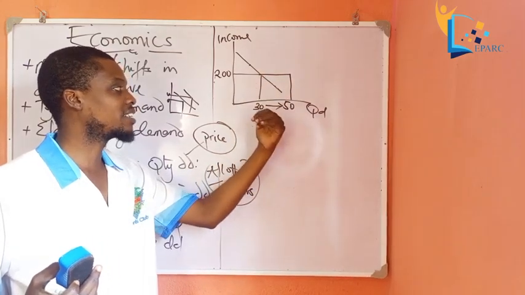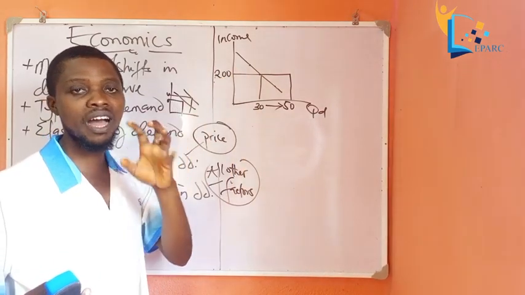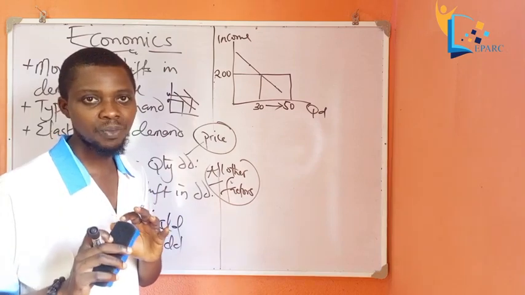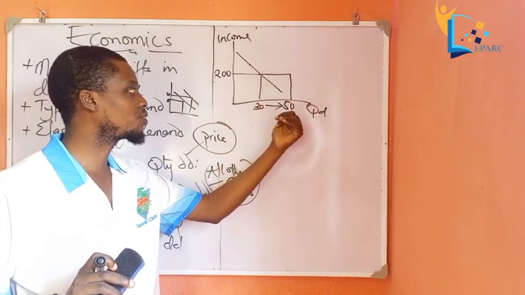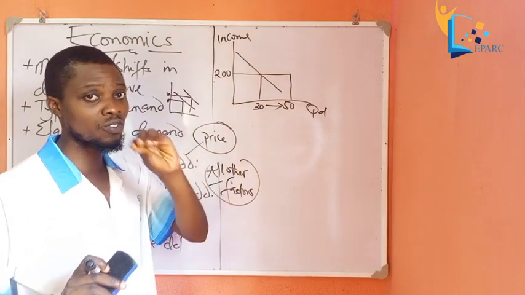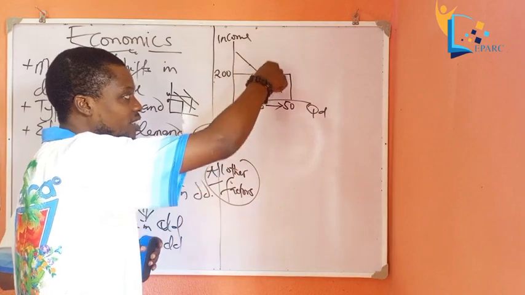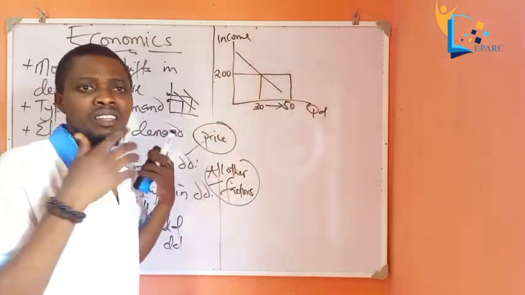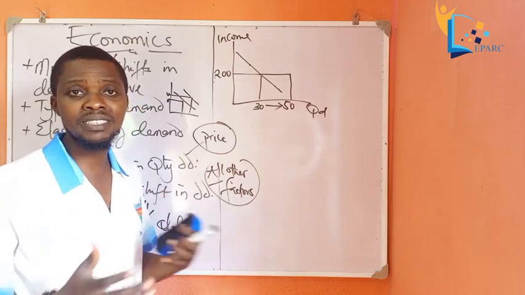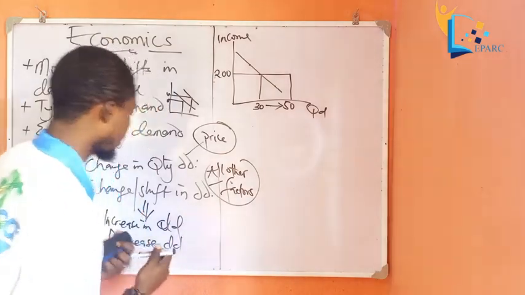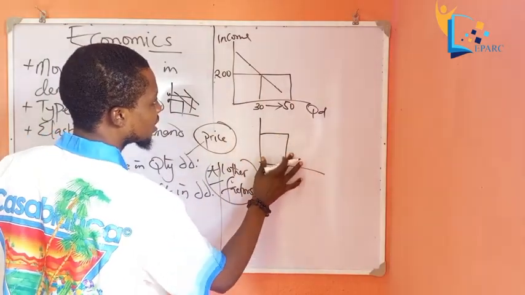Our quantity demanded increased from 30 to 50, not because of the price, but because of our income. Please get the difference. Our quantity demanded here increased from 30 to 50, not because of the price, but because of our income. Okay, so even at that 200, we still requested 30 units and 50 units. That means the price didn't change. Price was constant. It's just our income that made us demand that amount. Okay, so the reverse is the case for decrease here.